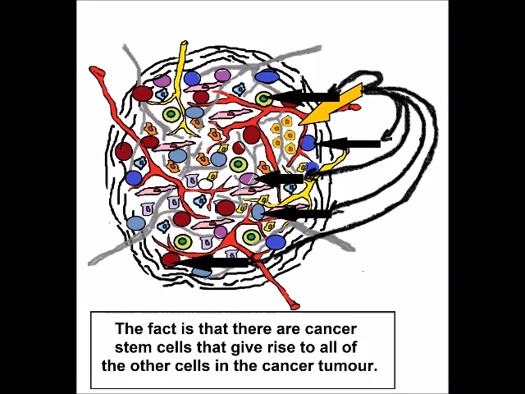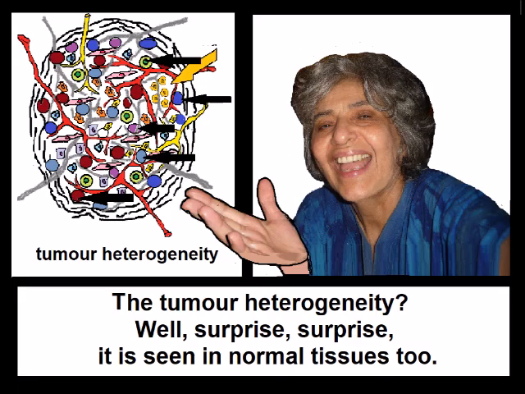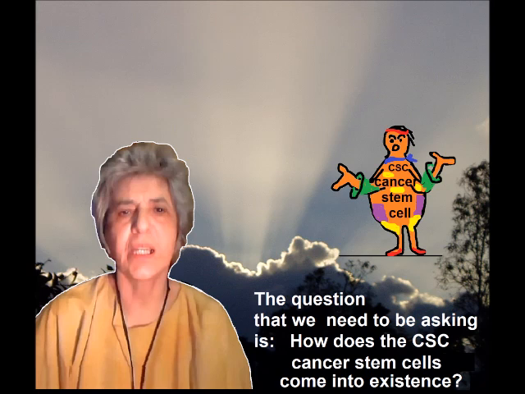The fact is there are cancer stem cells that give rise to all of the other cells in the cancer tumour. The tumour heterogeneity, well, surprise, surprise, it is seen in normal tissues too. The question that we need to be asking is, how does the cancer stem cell come into existence?